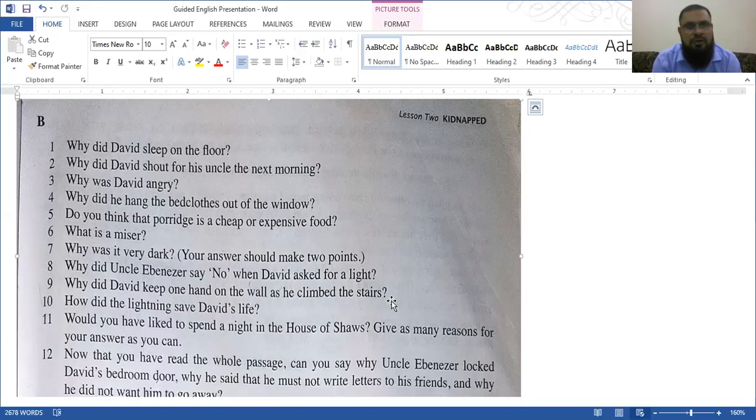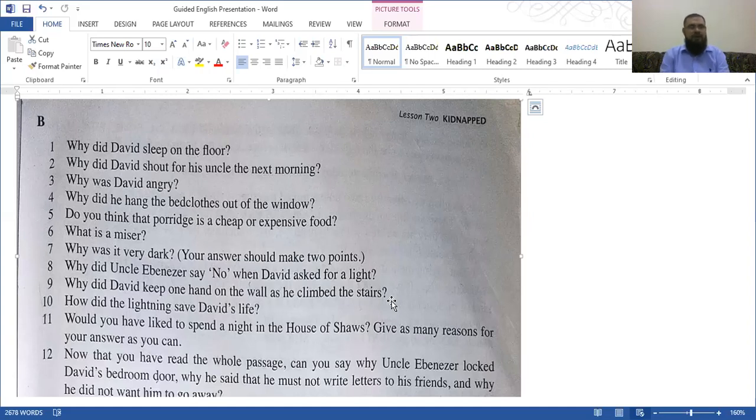Your answer should make 2 points. These are the guidelines. Number 8. Why did Uncle Ebenezer say no when David asked for a light? Number 9. Why did David keep one hand on the wall as he climbed the stairs? Number 10. How did the lightning save David's life? Number 11. Would you have liked to spend a night in the House of Shaws? Give as many reasons for your answer as you can.